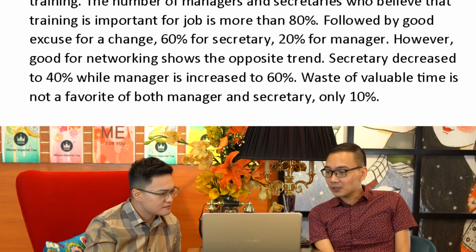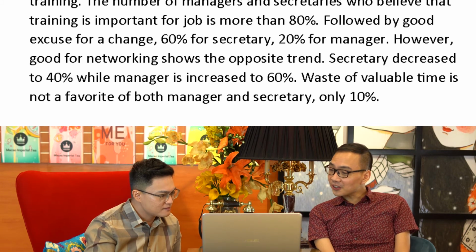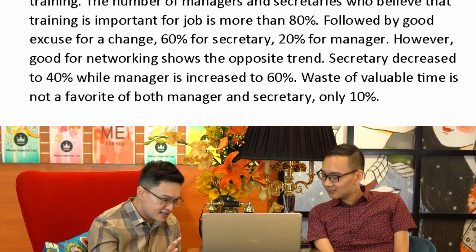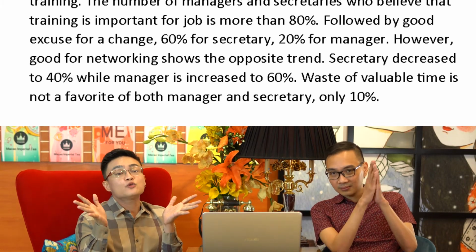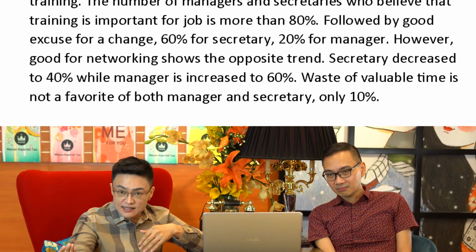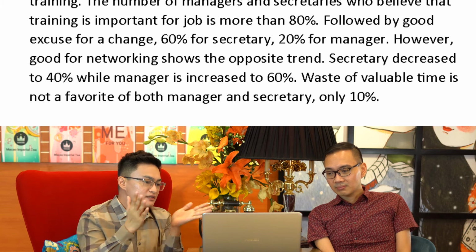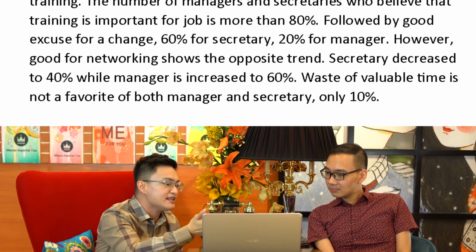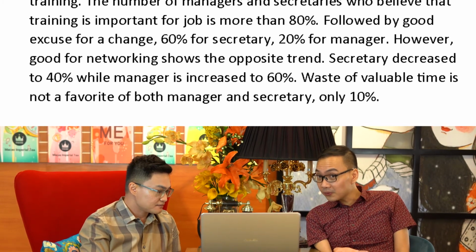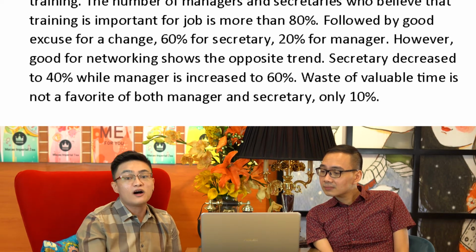However, good for networking shows the opposite trend. Secretary decreased to 40%, while manager is increased to 60%. Okay. You use the words decrease and increase if you have 2 time elements. Like from 1990 to 1995, the number increased, the figure decreased. But in this case, you're just dealing with a bar graph, no time element even. So why use increase and decrease? It's totally inappropriate in the context of that bar graph. Because nothing is moving here. Exactly. You're just comparing the attitudes, but the figures don't go up and down.